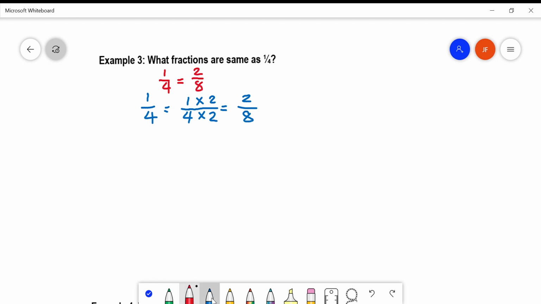What else? Again, from 1/4, we can multiply the numerator and the denominator by the same number. So let's say 3. So 1 times 3 is 3. 4 times 3 is 12. So another fraction that is the same as 1/4 is 3 over 12. Okay.